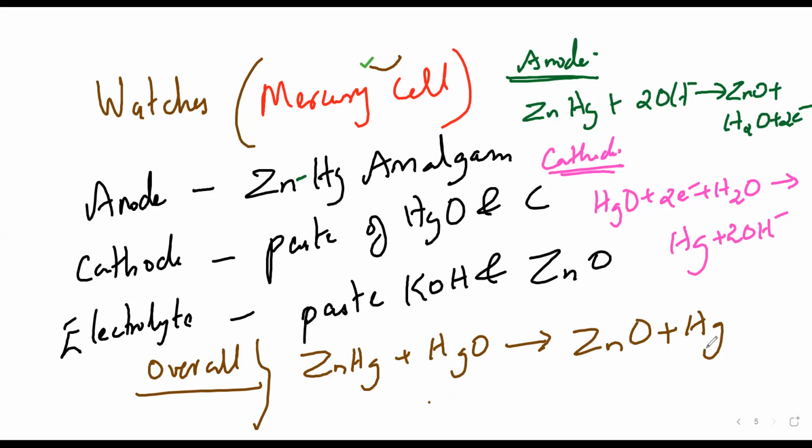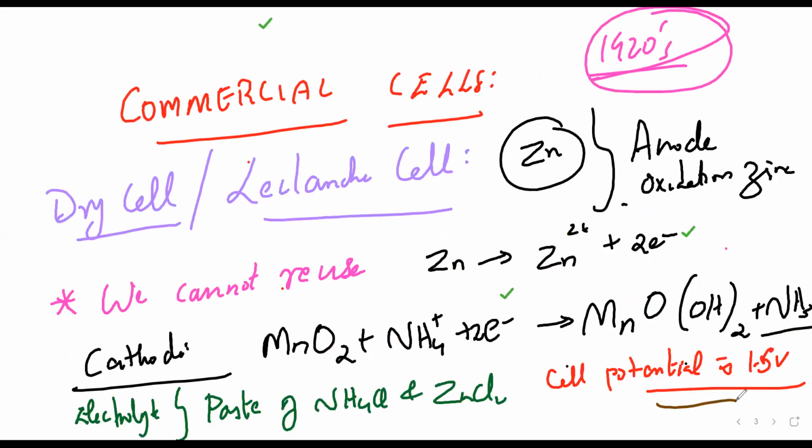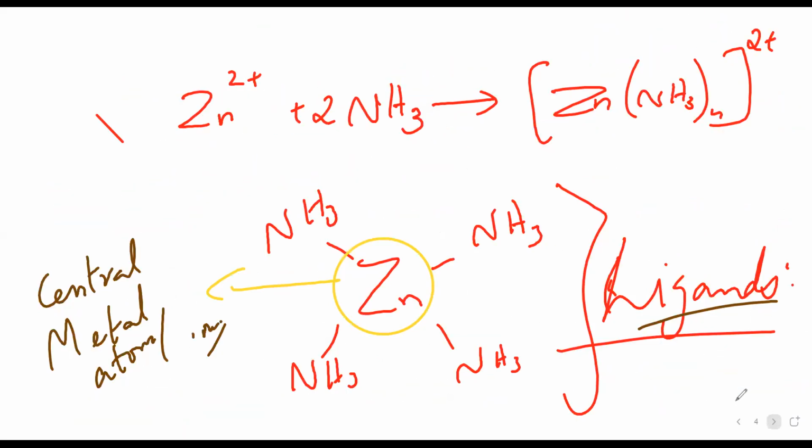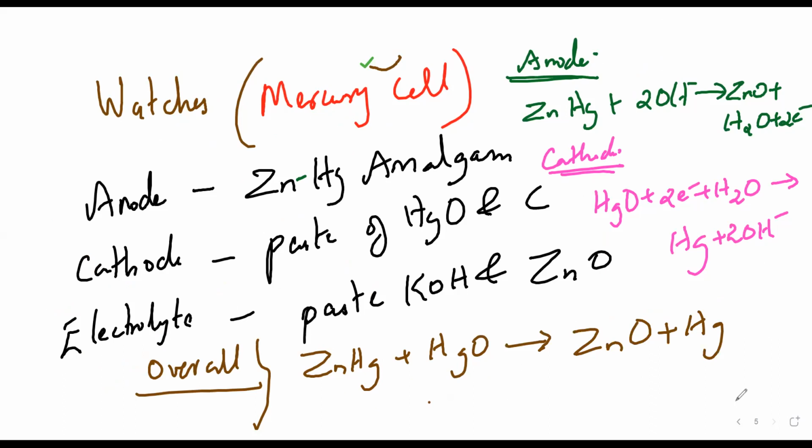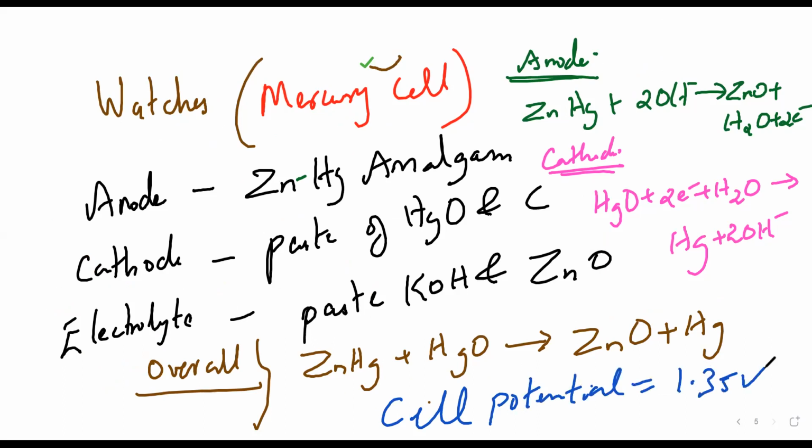So coming to this, if you ask me the cell potential of the mercury cell, it is almost the same. 1.5 volt was our Leclanché cell. Here it is 1.35 volt. Cell potential is 1.35 volt. So this is something you have to learn by heart and keep.